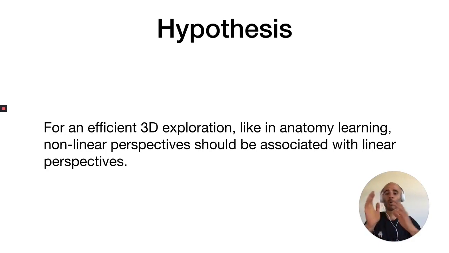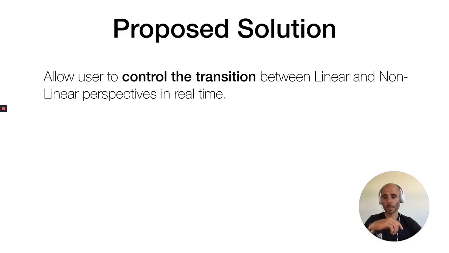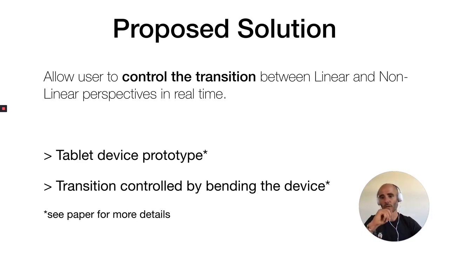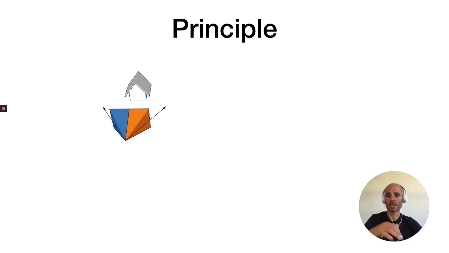From these positive and negative points, we made the hypothesis that to be efficient, nonlinear perspectives should be associated or combined with linear ones. We therefore propose to integrate these two perspectives in a 3D visualization, allowing the user to control the transition from one perspective to the other. We implemented this idea on a tablet device prototype that uses bending movements to control the transitions. So let me explain the principle.